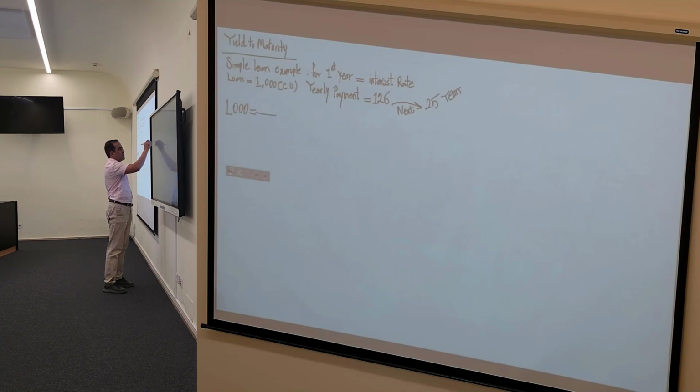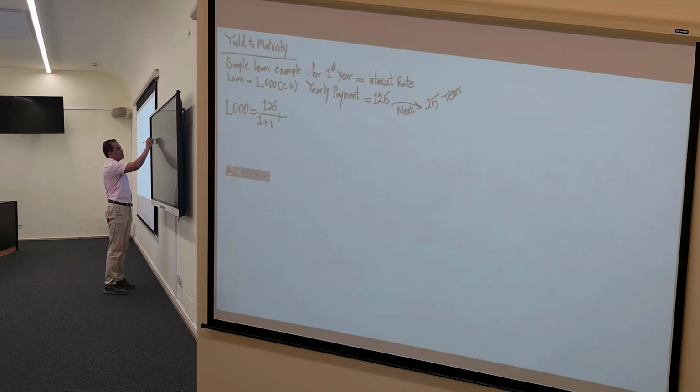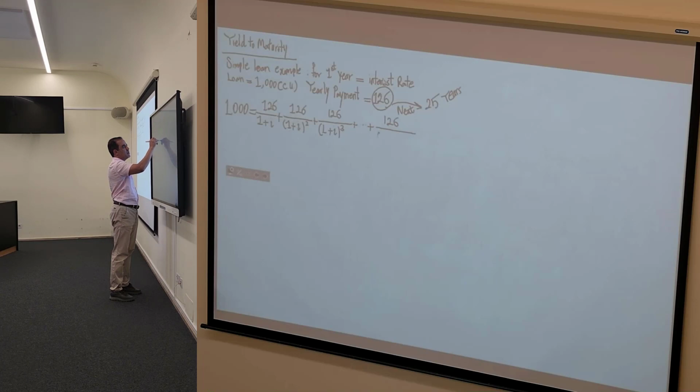So what we have here as the discount for the first year is 126, the yearly payment, over 1 plus the interest. Plus for the second year, the similar payment, because the payment is fixed at 126, over 1 plus I to the power of 2. And for the third one, 126 over 1 plus I to the power of 3, and for year 25, 1 plus I to the power of 25.